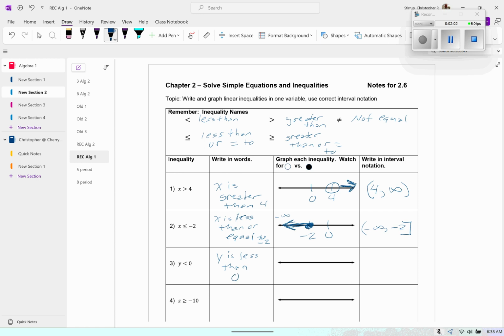This is y is less than 0. So we have 0 right here. It's going to be an open dot. We want values less than that, so you're talking about the negative numbers. So again, that's pointing to -infinity, so reading left to right, it's -infinity to 0, and you're going to use a parenthesis because we don't have an equal sign.